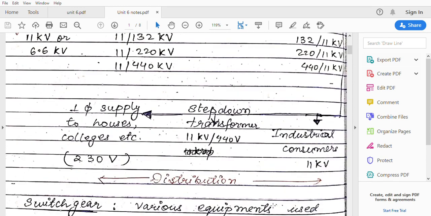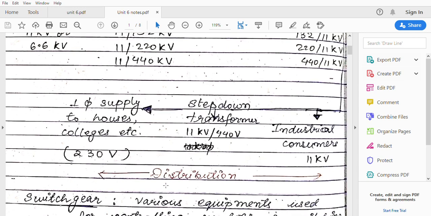Some industrial customers may require 11 kV or 6.6 kV or 3.3 kV. Then we further step down to 440 volt. 440 volt is a three-phase supply, and if we take single phase supply from it, which comes to our houses, our colleges, our places, then it will be 230 volt. So you can say around 220 to 240 volt AC, single phase AC with 50 hertz in India. This is the distribution part. So this is the whole power system in a single line.